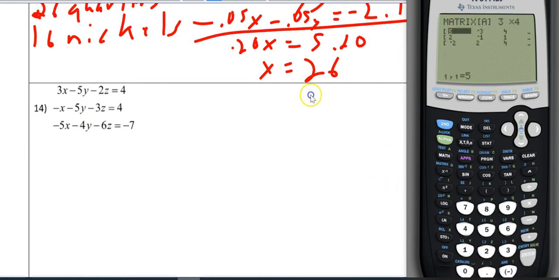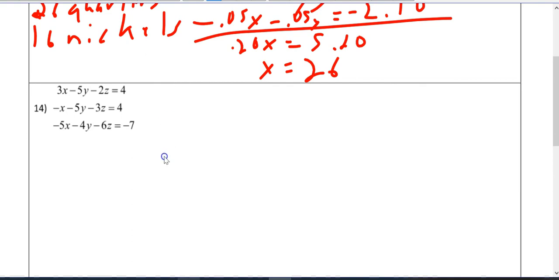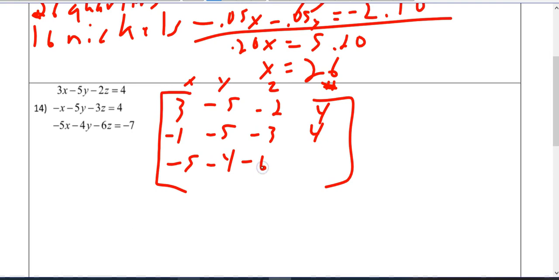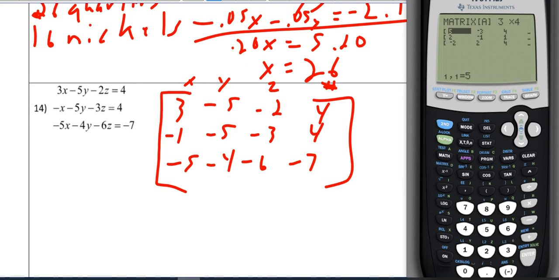What are my numbers? You can enter it right from here: 3, -5, -2, and 4. But either way, you should write down your matrix here to show your work. So 3, -5, -2, and 4. Remember, it's X, Y, Z, number. Then -1, -5, -3, and 4. Then -5, -4, -6, -7. So all I'm going to do is enter that into my calculator.